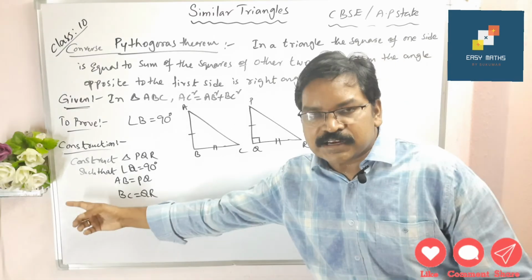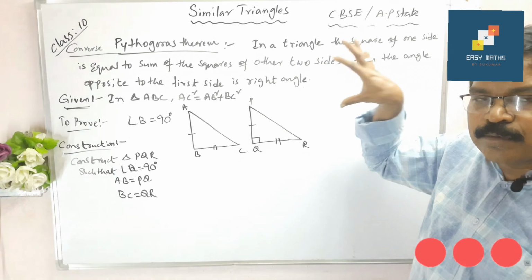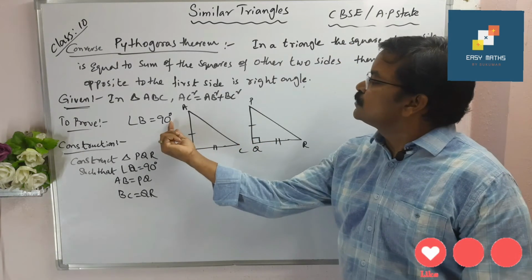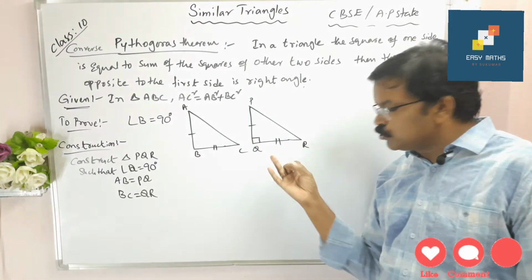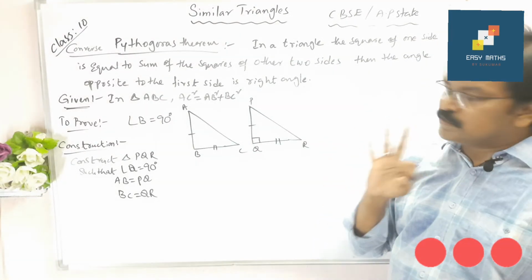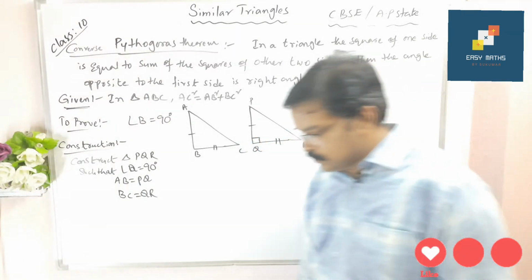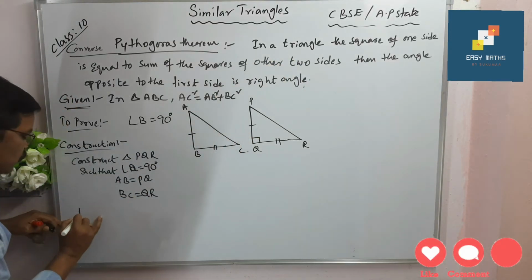I hope you understand this construction. I just drew a triangle PQR. This is a right angle triangle. So AB and PQ lengths are equal, that is the first measurement. BC and QR are equal, that is the second measurement. And the third one is angle Q is 90 degrees. Okay, right. Now, coming to the proof.